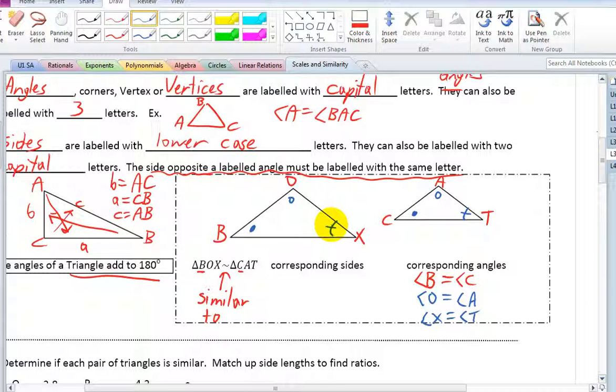Brody. Corresponding means that they match up. So imagine B was shrunk down, C is the old B. Are you okay with that?